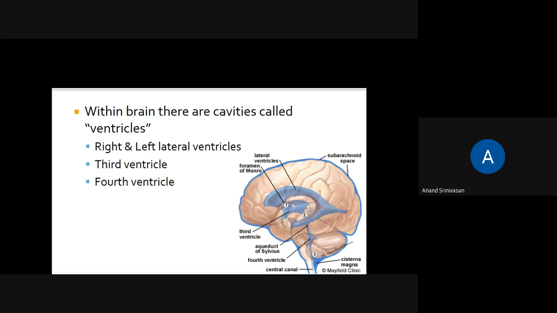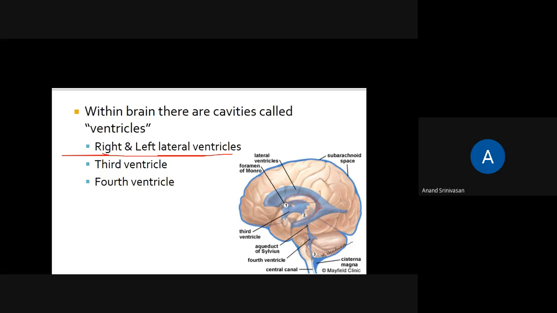Now let's see the ventricles. The ventricles are cavities which are present in the brain, and they contain a fluid which is called cerebrospinal fluid. Each cerebral hemisphere has a cavity, called the right and left lateral ventricles.